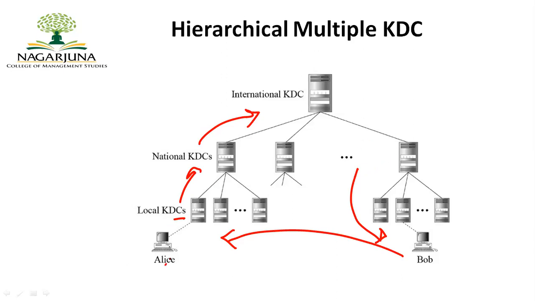So, I'll just repeat this. In terms of hierarchical multiple KDCs, Alice would like to send a message to Bob, or establish communication with him. So Alice sends a request to her local KDC. The same request is forwarded to the national KDC, and the national KDC will transfer it to the international KDC. The international KDC will send the request all the way to the local KDC where Bob lives, because they are in two different countries, so that a proper exchange of communication happens using your symmetric key.